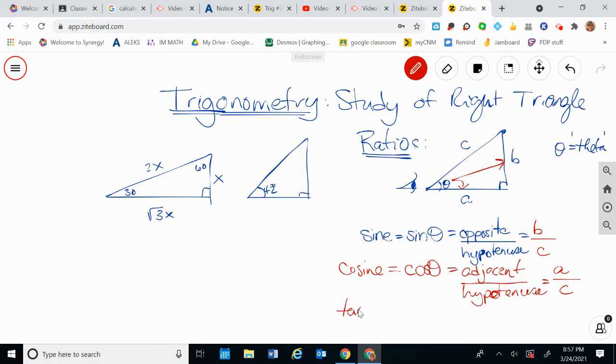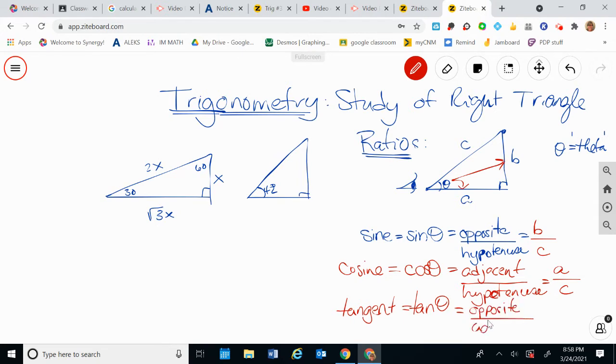The last one we're going to talk about today is tangent, which is represented with TAN. The tangent of theta, if I'm standing here, is opposite over adjacent.